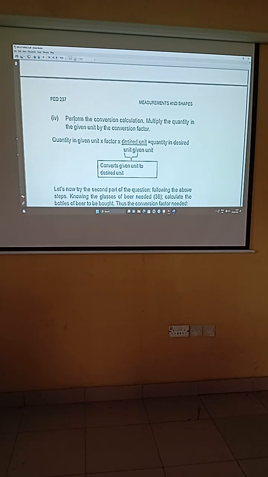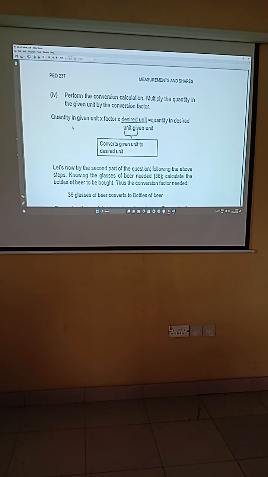So next one, perform the conversion calculation. Multiply the quantity in the given unit by the conversion factor. So quantity in given unit times the factor, desired unit over unit given. We get a quantity that is desired, right?